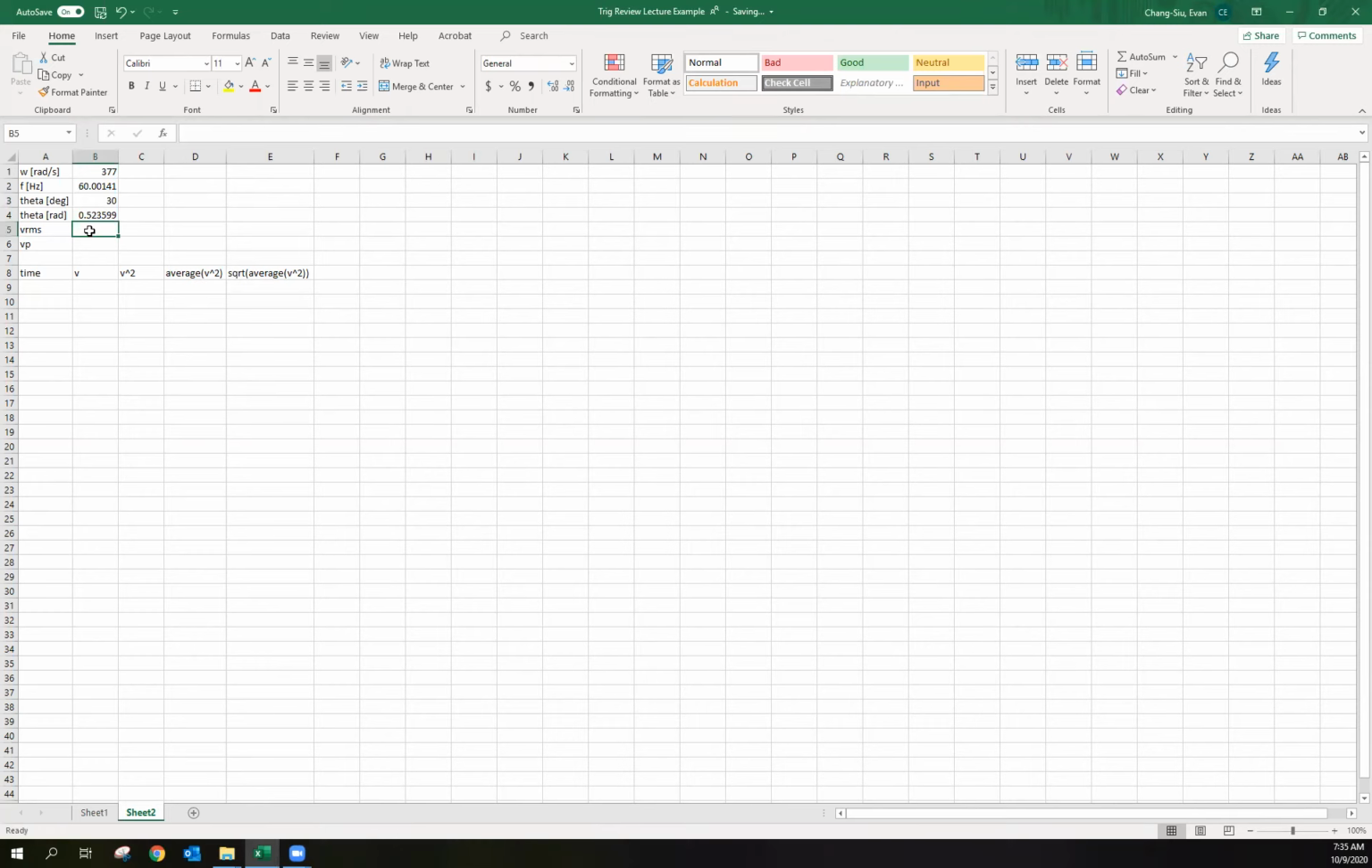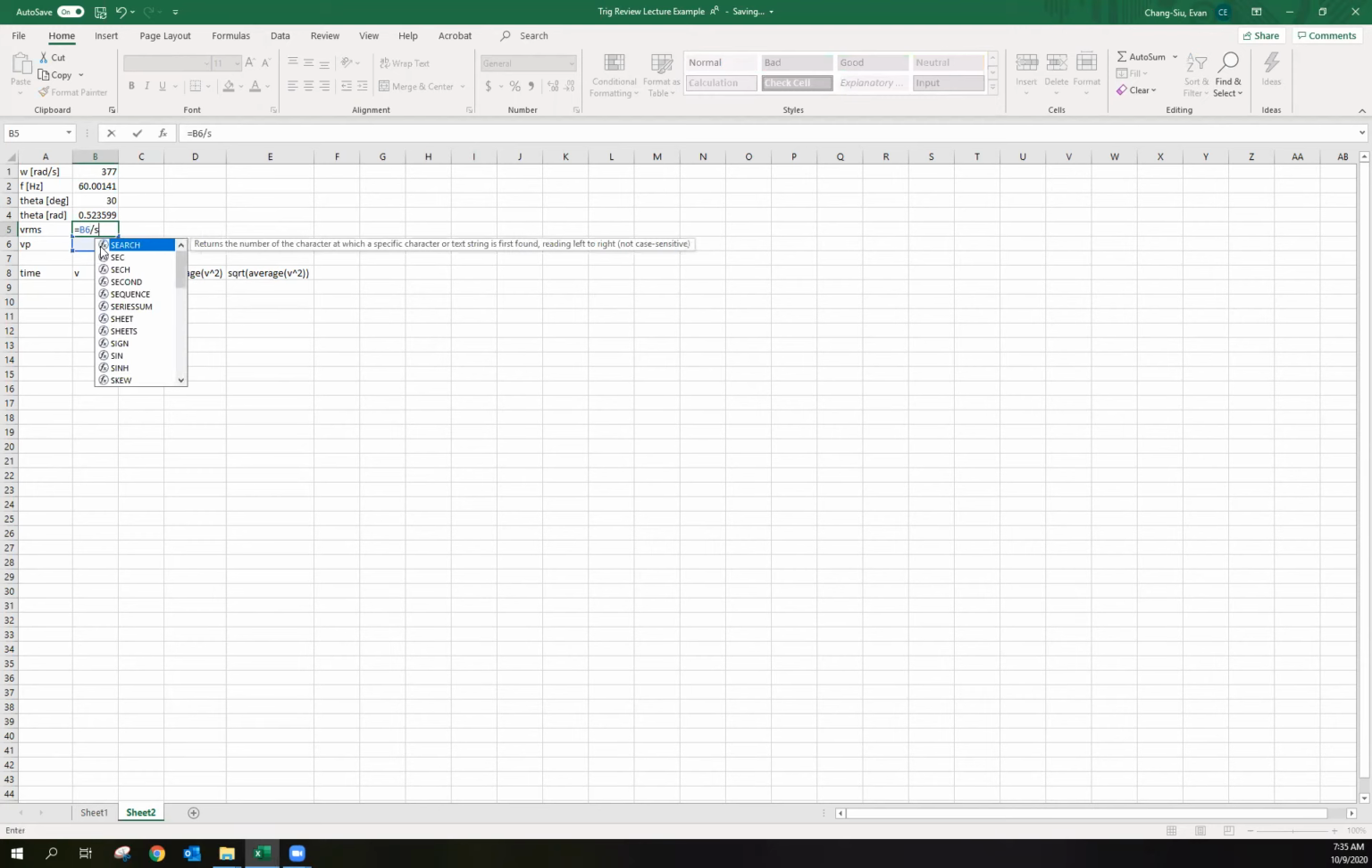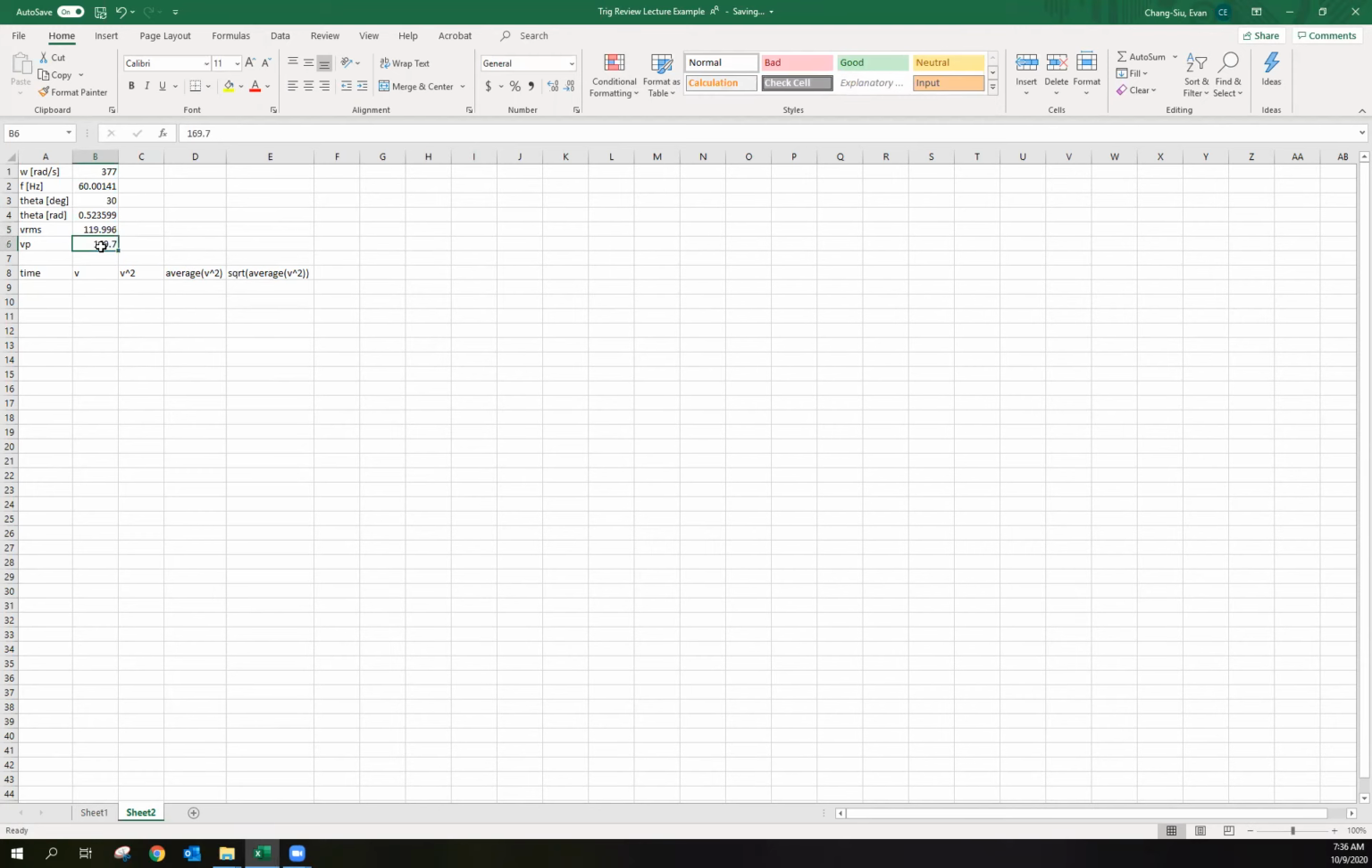So the RMS, well, we know that the RMS is 120, and we know that the peak was 169.7. So this is equal to the peak divided by the square root of 2. Look at that, 120 volts. Nice. Okay. So let's plot some time here.